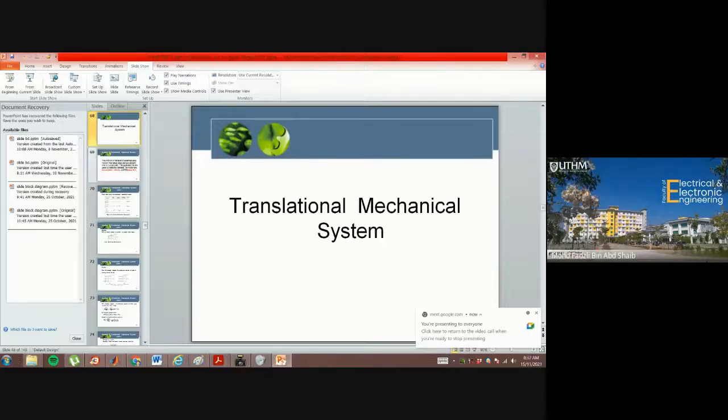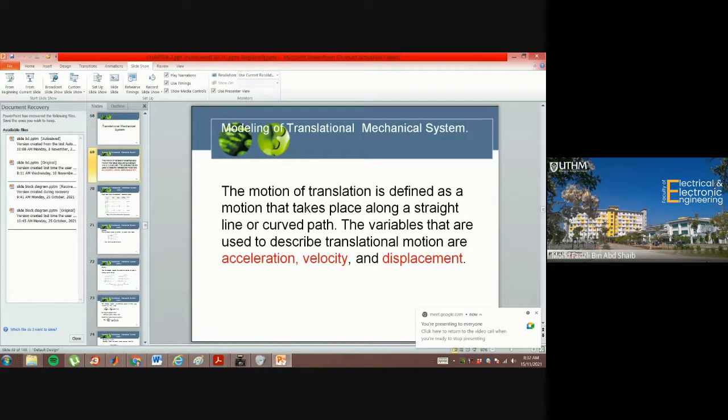Translational mechanical system is defined as the motion that takes place along a straight line or curved path. This can be acceleration, velocity, and displacement. There are three types.